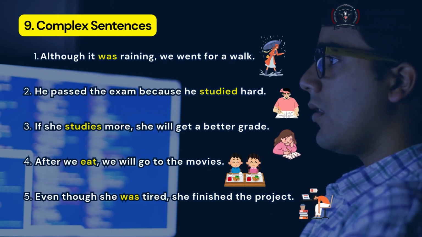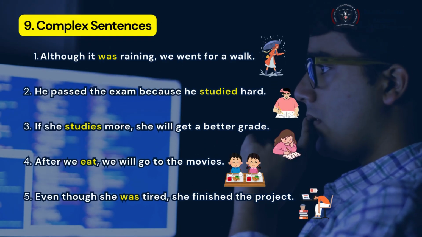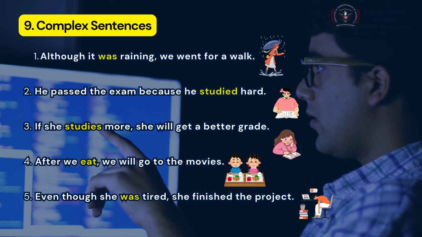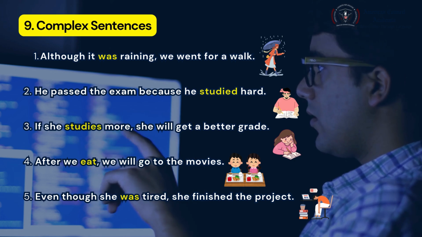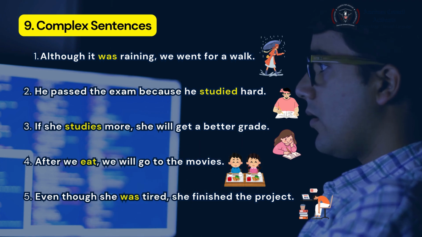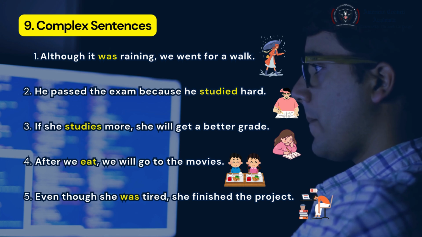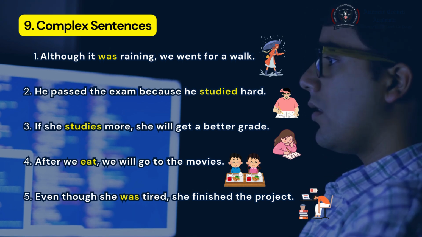Complex sentences. Although it was raining, we went for a walk. He passed the exam because he studied hard. If she studies more, she will get a better grade. After we eat, we will go to the movies. Even though she was tired, she finished the project.